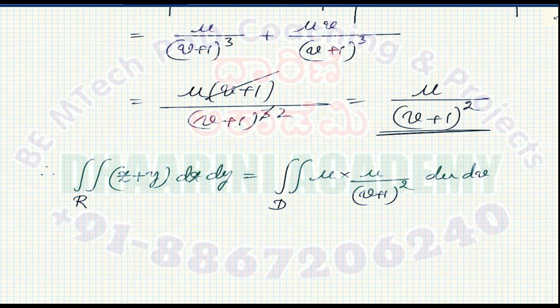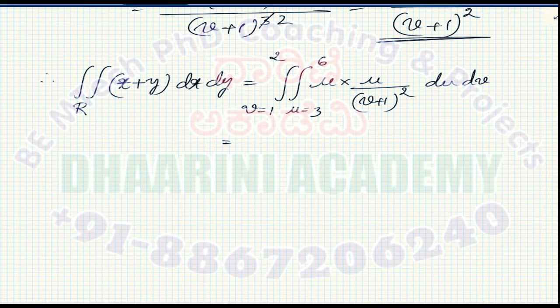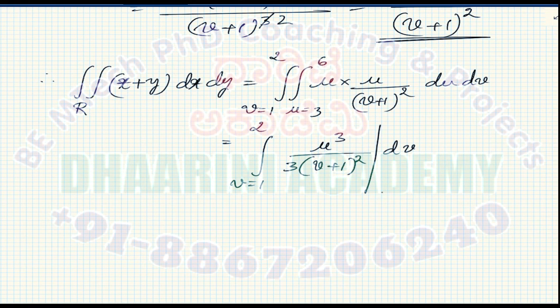Okay, what I do here, I'll save one step by replacing the limits here itself. I know that v is varying from 1 to 2 and u is varying from 3 to 6. All right, let us integrate. This means first I am doing the integration with respect to u, and there is a u square in the numerator, so that's the only term containing u. So the integral of u square is u cube by 3, correct? So my integration is v equals 1 to 2, u cube divided by 3 times (v plus 1) the whole square into dv. Substitute the values 3 to 6 into this.